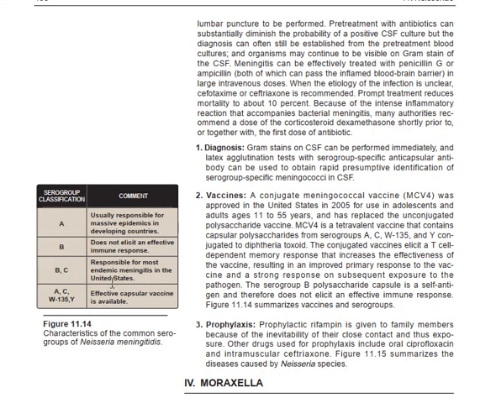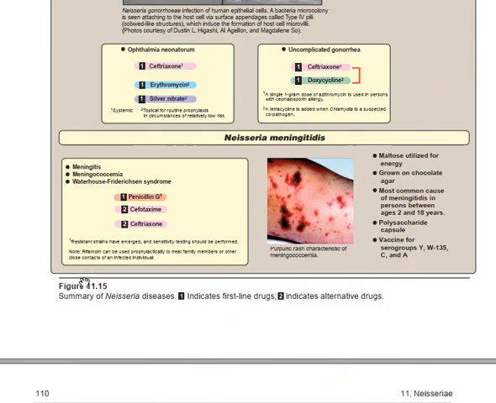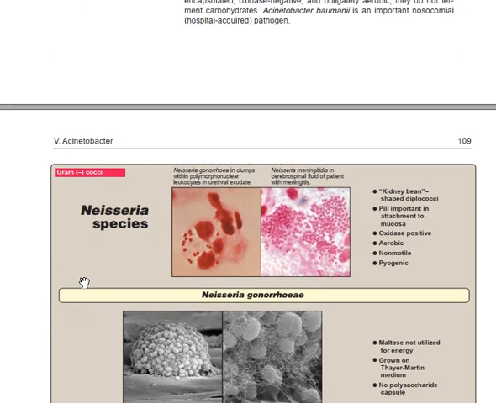Serogroups B and C are responsible for most endemic meningitis in the United States. So for the endemic effect, it is going to be mostly due to B and C, and A, C, Y, and W is what the capsular vaccine covers. So that is the capsular vaccine available. Now let's see the general characteristics of Neisseria species.